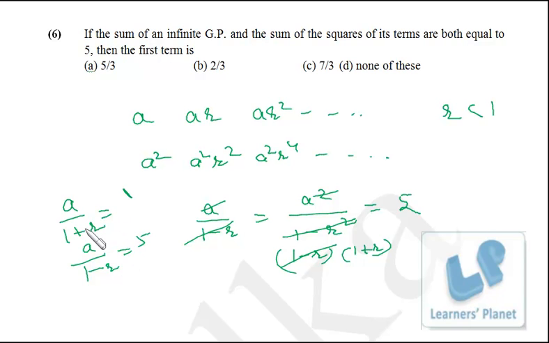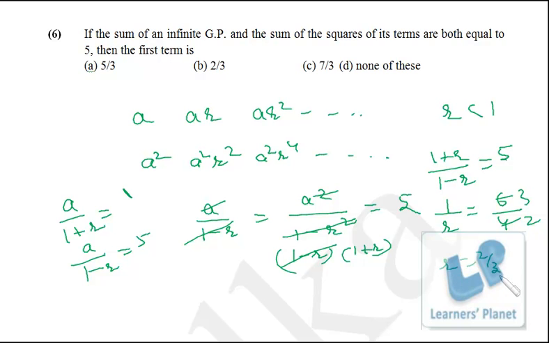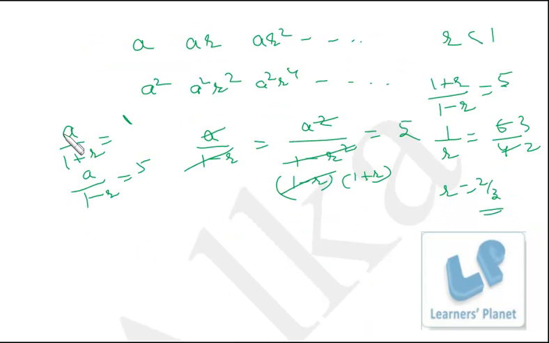And we have already written that a upon 1 minus r is equal to 5. Right? So if I divide this expression by this expression, what I'll be getting is 1 plus r upon 1 minus r is equal to 5. Then you can apply the property of componendo dividendo. 1 upon r is equal to 6 by 4, that is 3 by 2. That means r is equal to 2 by 3. And if you put the value of r over here, then you'll be able to get the value of a, either here or here. So a upon 1 minus 2 by 3, that is 1 by 3, is equal to 5. So a is equal to 5 by 3.